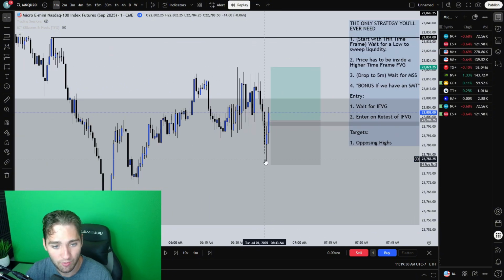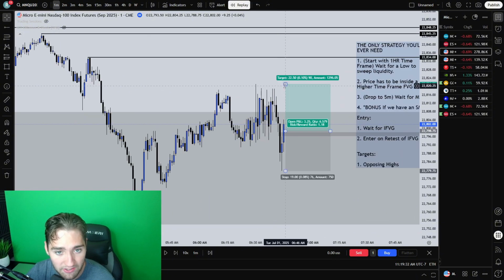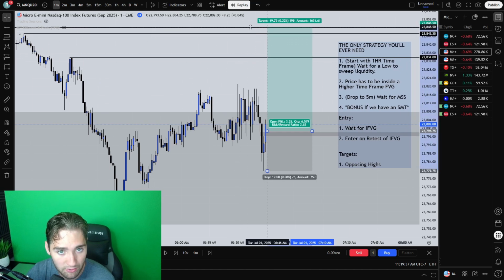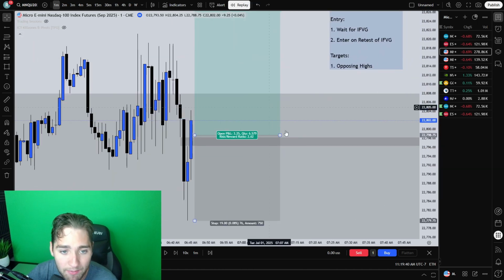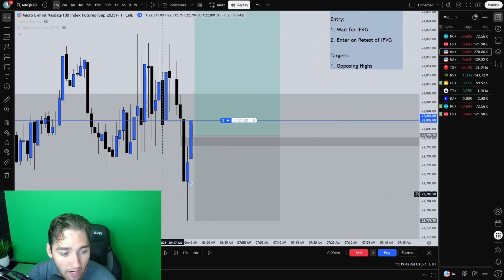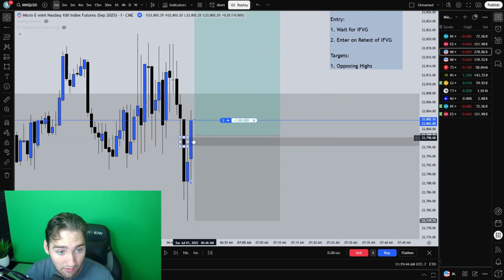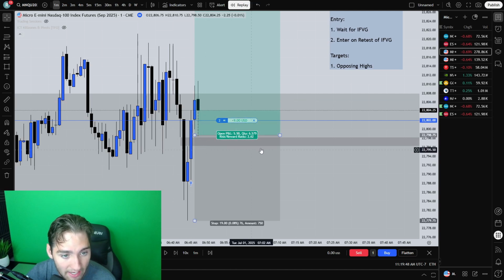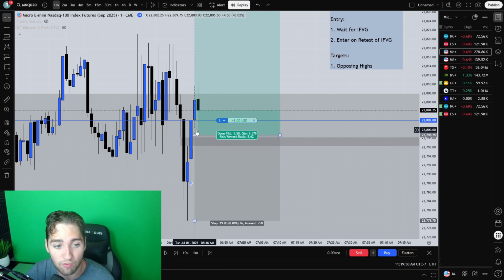Pretty simple. So we have that low as our stop loss. These here will be our targets. Let's go ahead and see what happens. Let's say we buy here. I want to see price reverse down and retest this gap here. Boom, just like that. Okay, so now we're entered.